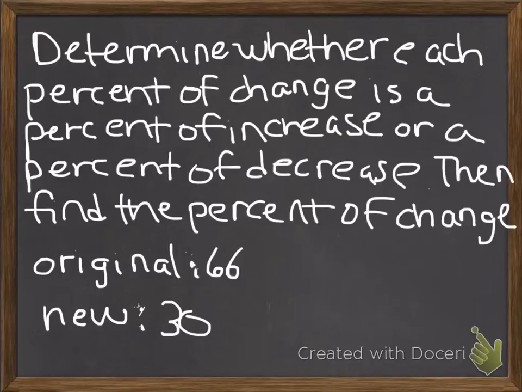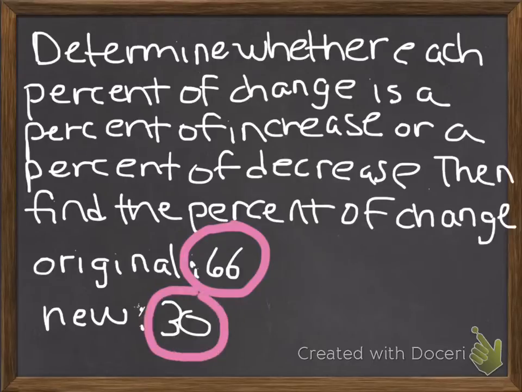So, the first thing I need to look at is the original number, which is 66. 66 is my starting number, and then my new number is 30. So you can see that 66 to 30 means that there was a decrease in the numbers. So this would be a percent of decrease.